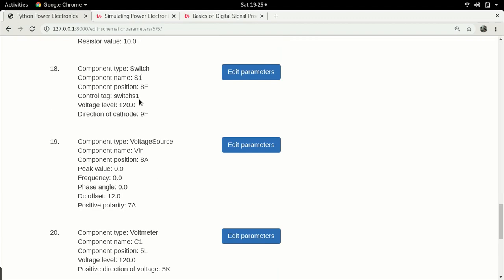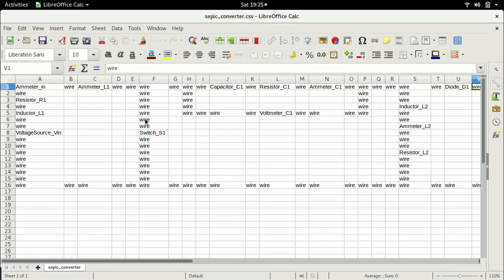The switch FS1 is very important, so let's go have a look at what's going on. This is at 8F. We know that when the switch is turned on, it has to conduct a current in the clockwise direction. That means the current through the switch flows downwards, and that can only happen if the negative terminal of the switch has a polarity downwards with respect to the component.